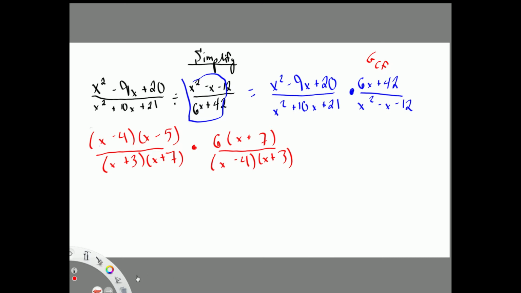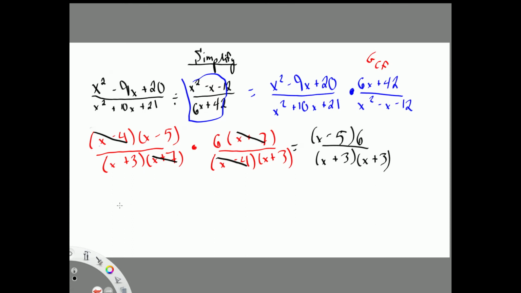Now let's see what cancels. There should hopefully be a good bit that does. We have an x minus 4, and x plus 7, x plus 7. So it's not as much as what we'd like, but it's still something. Now I'm going to write what we have left, and again we're multiplying fractions, so we go straight across. We're going to have x minus 5 times 6, and we're going to have x plus 3 times x plus 3. Now when these get more complicated, like the next one, I'm okay with leaving it like this, but in this case it's not too bad.